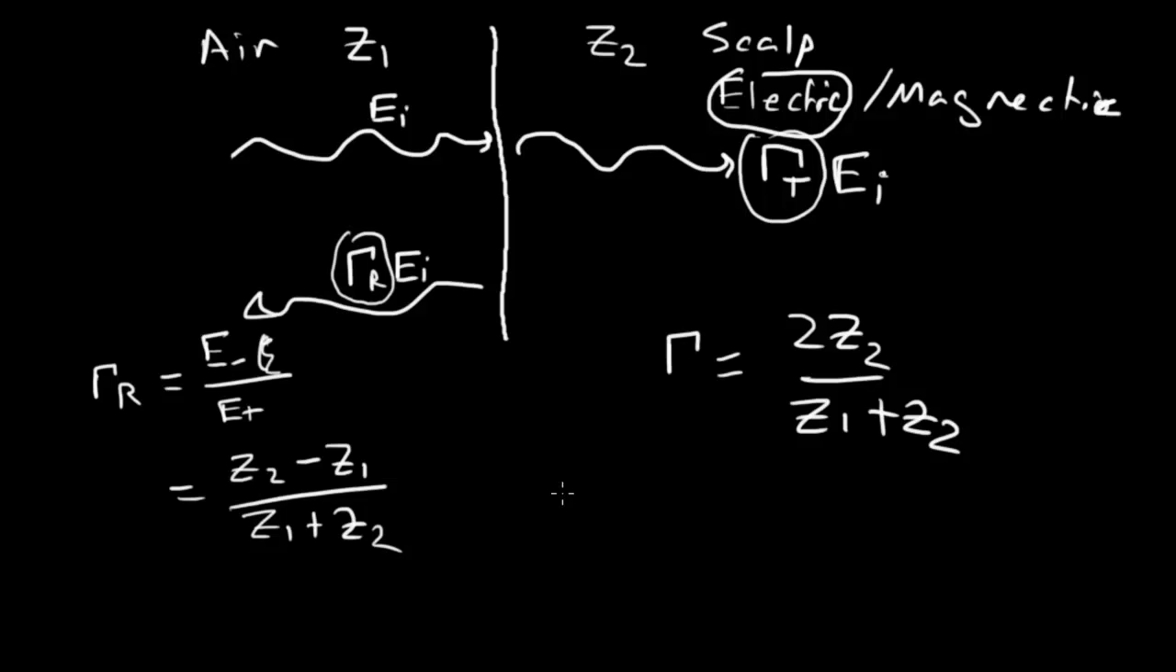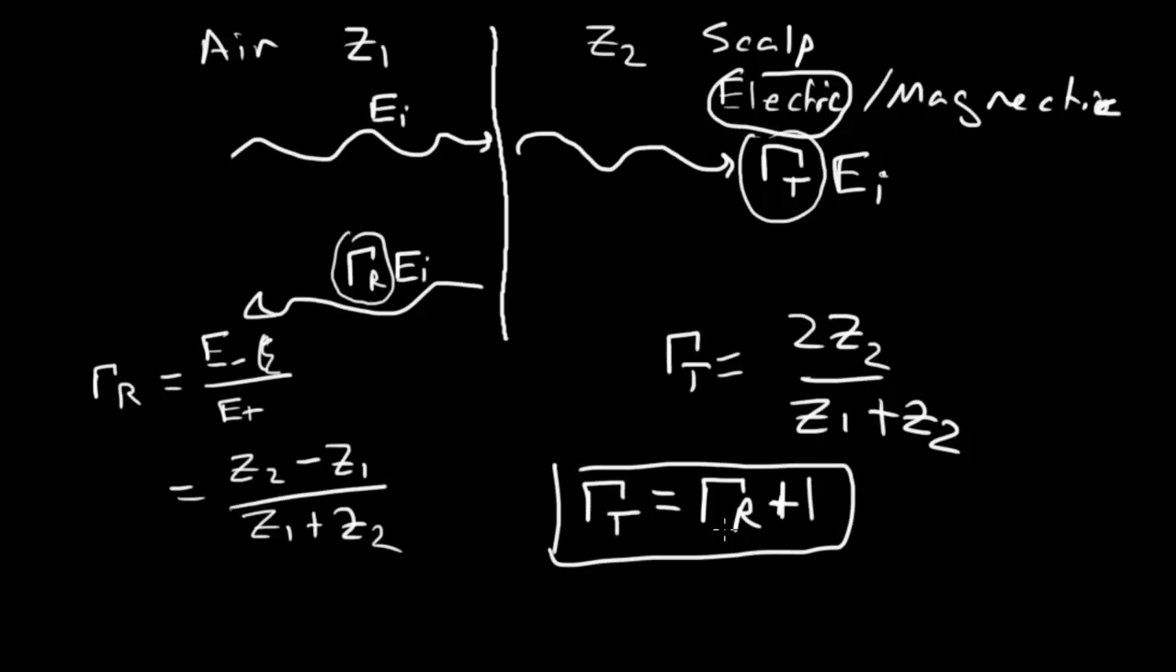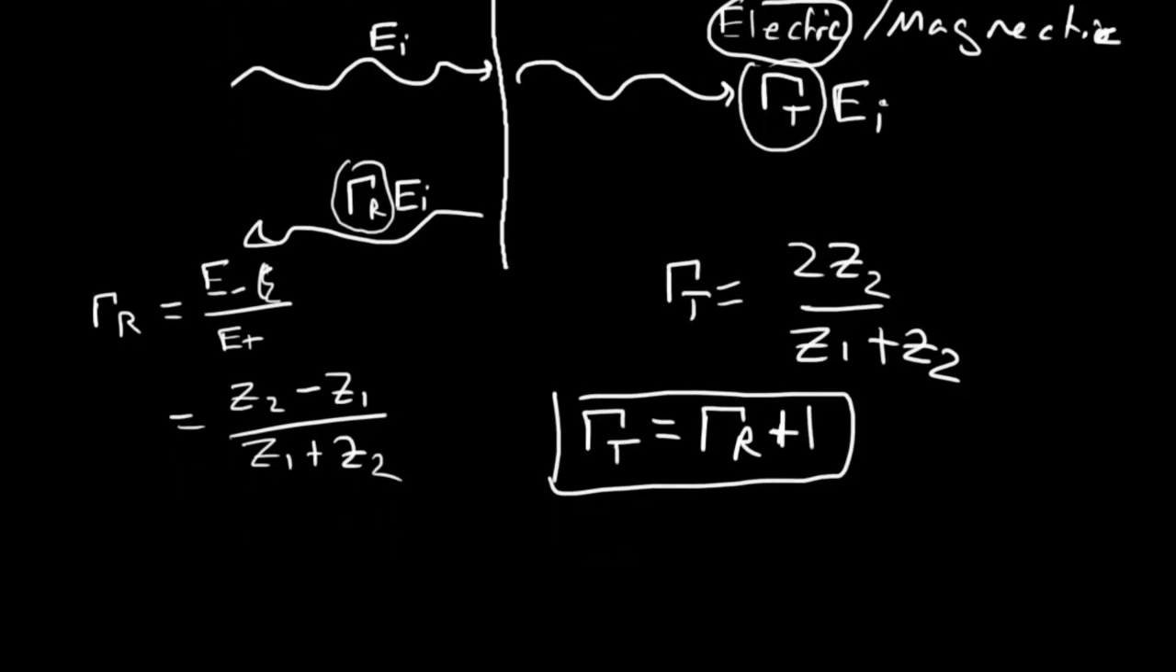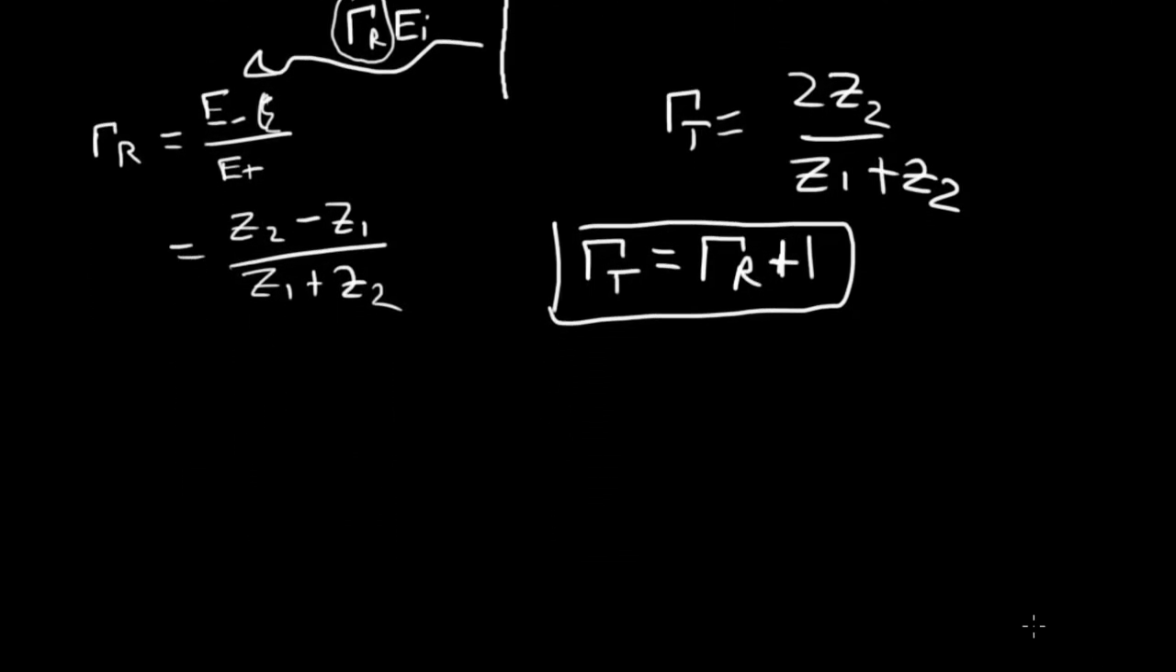And what relates these two quantities? Well, we can say that the transmission coefficient equals the reflection coefficient plus 1. Okay. Let's look at a few cases, metal and non-metal, to see what would happen.